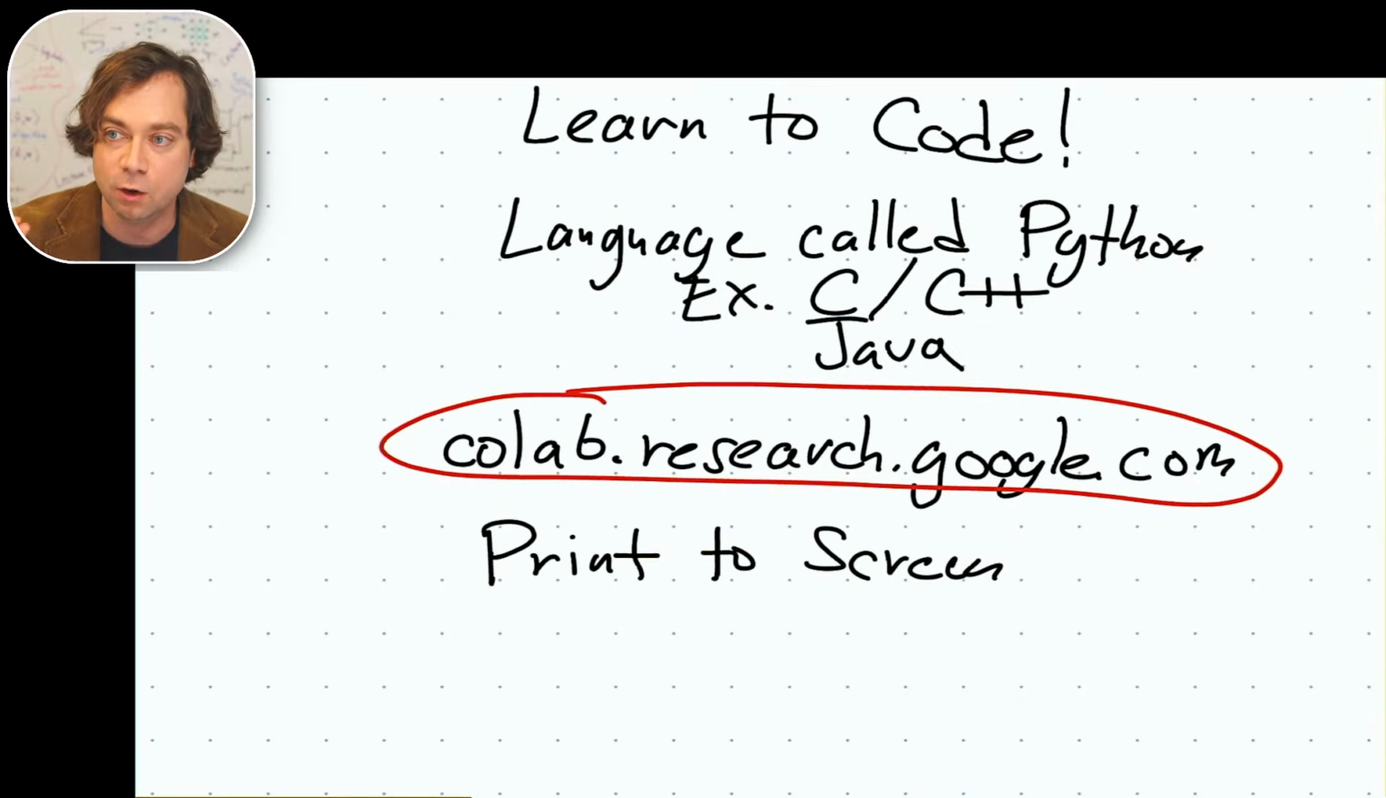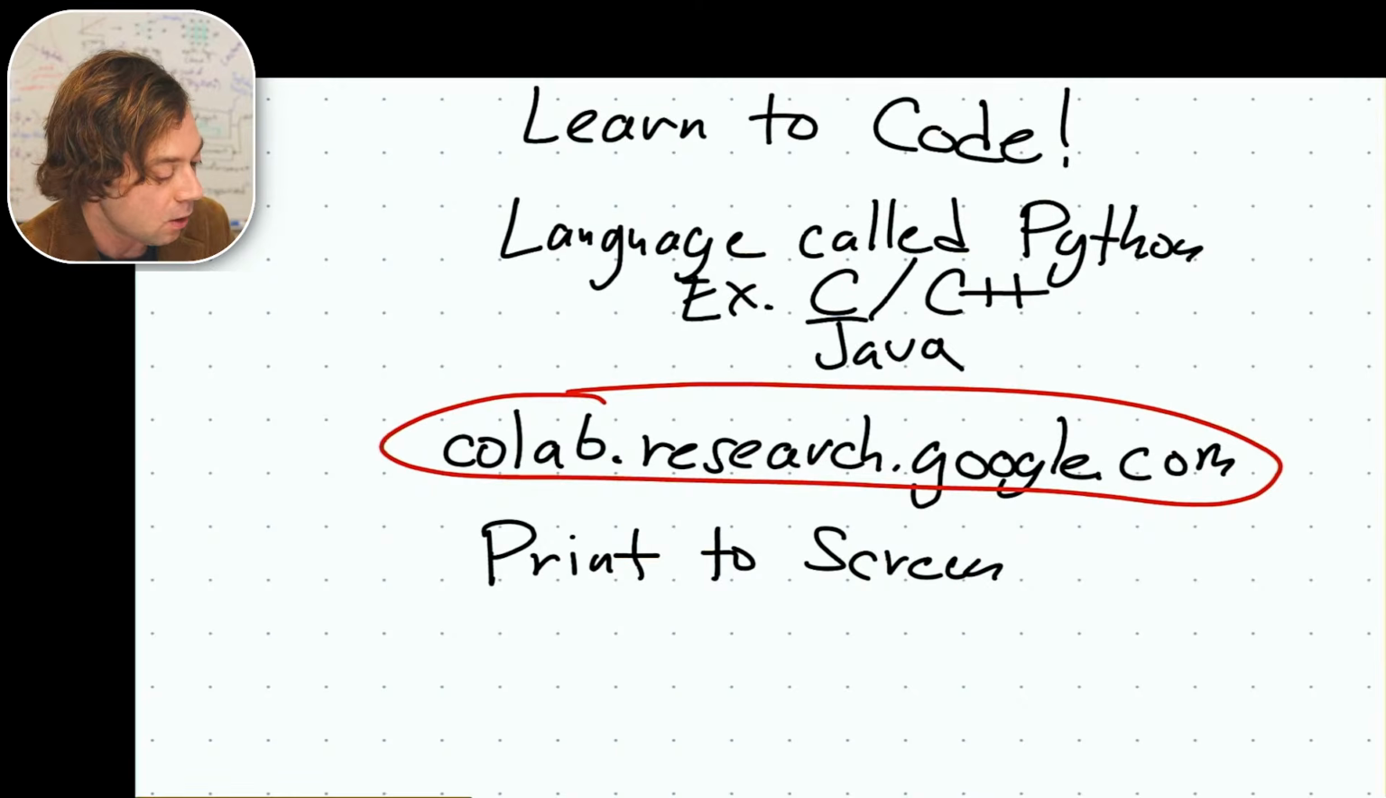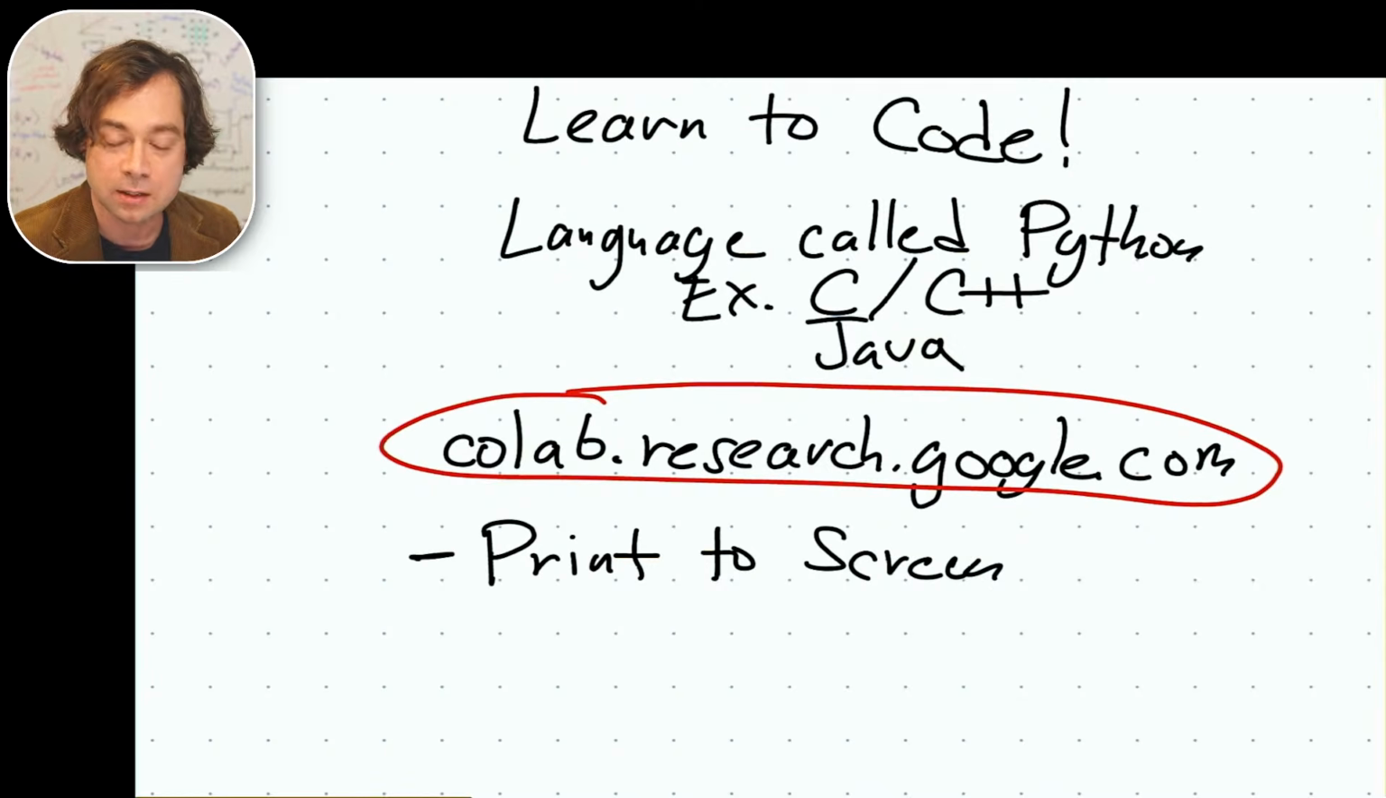So in order to code, you don't need any special programs. You don't need anything installed on your computer, or on your laptop, or even on your iPad, or even technically your phone, other than your ability to browse the internet. That's all you need. So it's that simple. That's where we're going to start. We're going to start by printing to screen. That's number one.